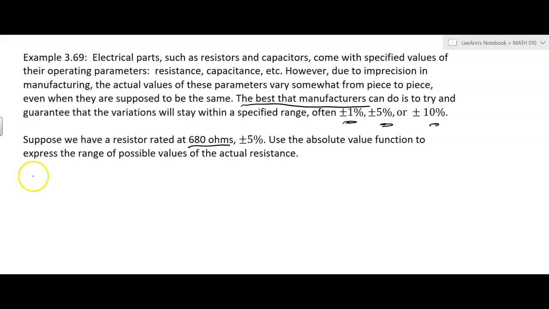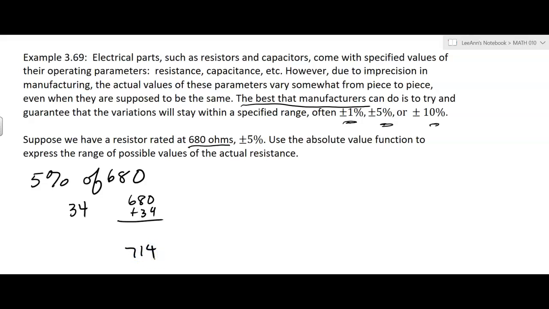So what I really need to know is what's 5% of 680. So I grab my calculator, I go 0.05 times 680, and I get 34. So I need the ohms to be either 34 higher, within 34 higher. So what's 680 plus 34? 714. Or it could be lower. So it's 680 minus 34. 646.